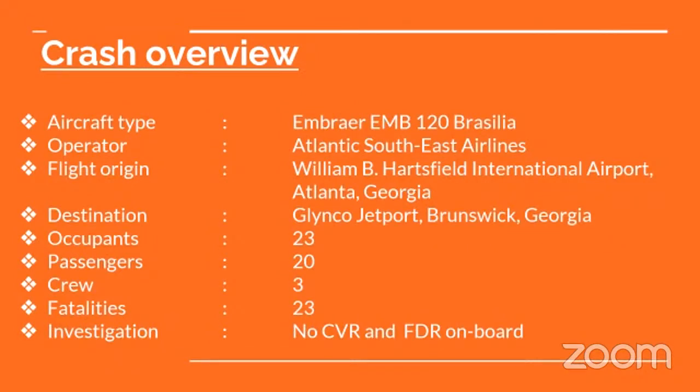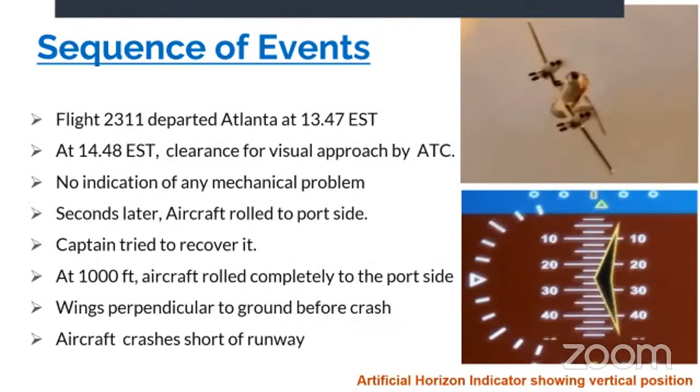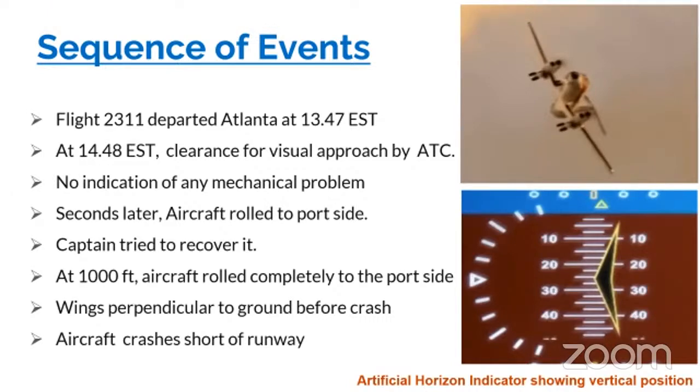Next slide. The flight departed Atlanta at 1347 and was cleared for landing at 1448. After undercarriage down and speed reduction, the aircraft started rolling towards the port side. With an increase in RPM of the left engine, the captain tried to recover, but at 1000 feet AGL, the aircraft rolled completely to the left with the wing at 90 degrees to the ground. The aircraft crashed with a nose down impact.